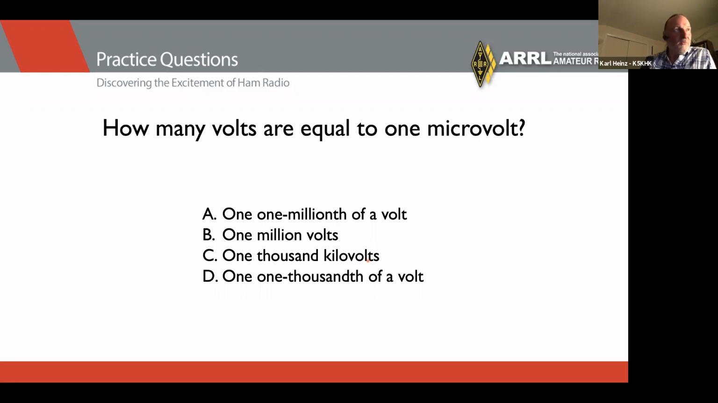I think we are almost done with these questions. So here is another one, and this time we are talking about micro. How many volts are equal to 1 microvolt? Micro is not 1,000. 1,000th? So we're going the right way. It's smaller than 1.